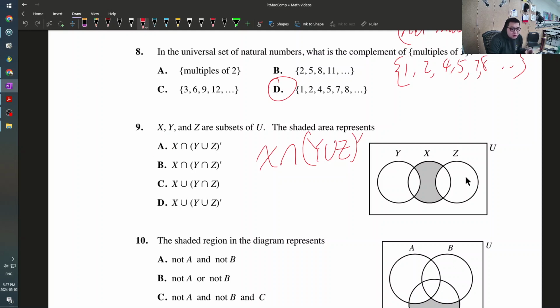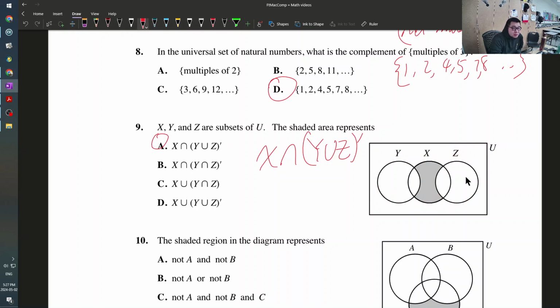So Y union Z, this is Y, this is Z. Not Y union Z means everything but Y or Z. So that is this area right here. Okay, so now I want X to intersect with this. So where are the overlaps between the shaded area and X? Well, it is this area right here. So A is correct.